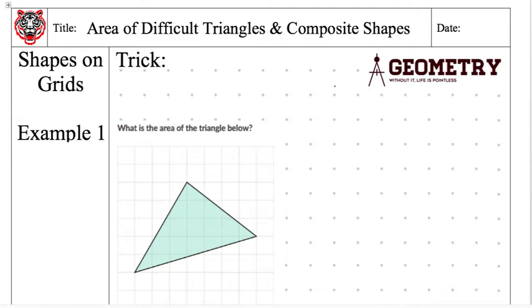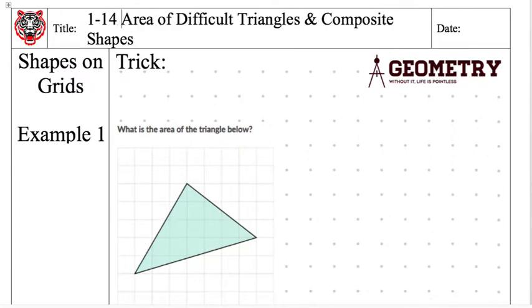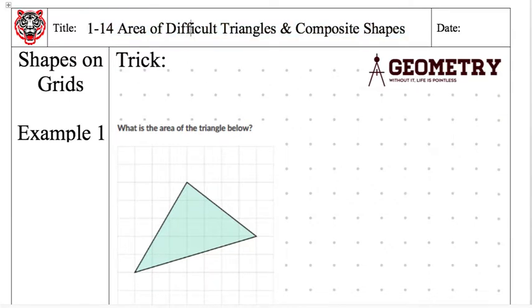This is geometry. This is lesson 1-14, and I immediately realized, again, I forgot to label this 1-14. So come back up here, label this 1-14, and I'm going to make this slightly smaller so that it fits. So yeah, area of difficult triangles, and it's not just triangles, it's quadrilaterals as well. And we're doing composite shapes.